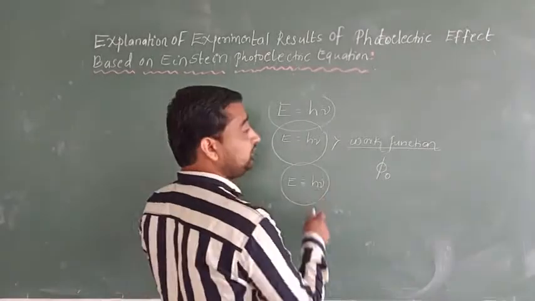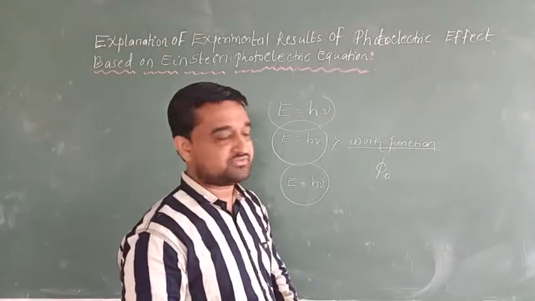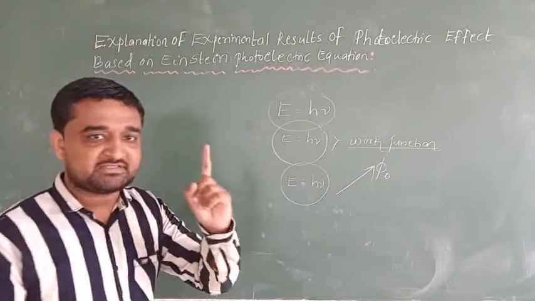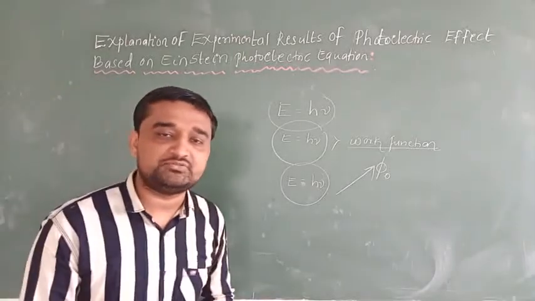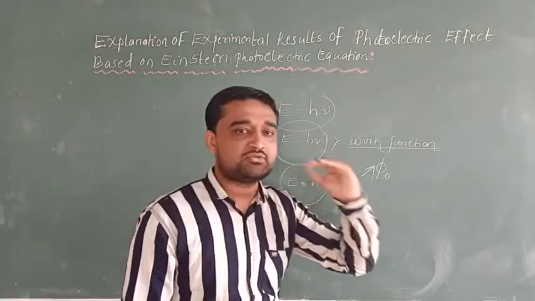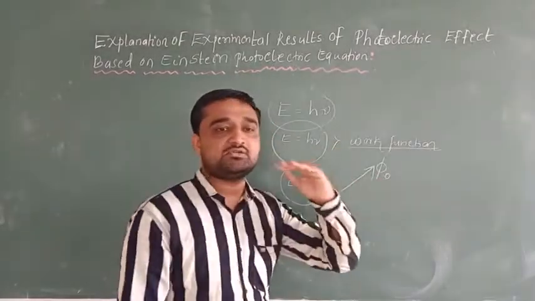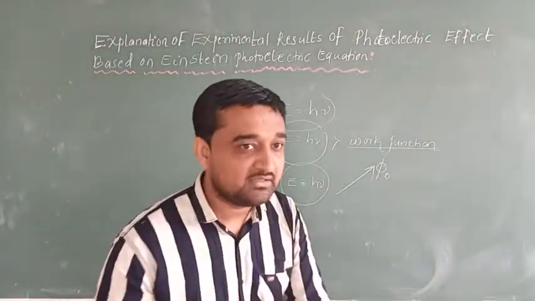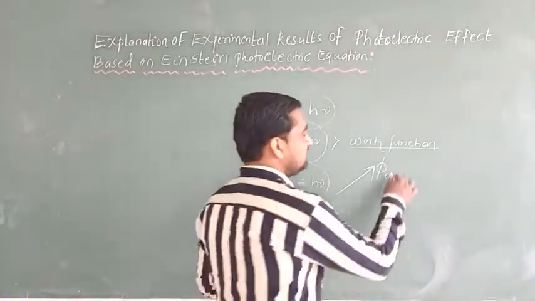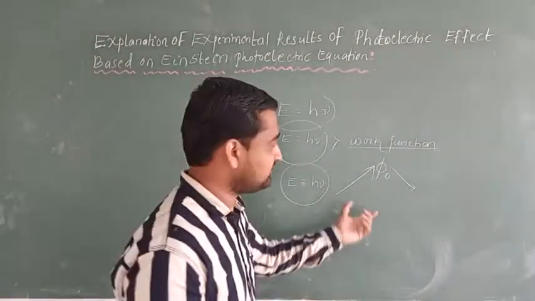According to Einstein, the energy of the photon is used for two purposes. First, for the work function of the metal. Work function of the metal means the electron will just come out of the surface. Just for the work function, the electron comes out of the surface. It will not completely come out of the metal. To come out of the metal, the electron should have some kinetic energy. It will escape from the surface for this work function.